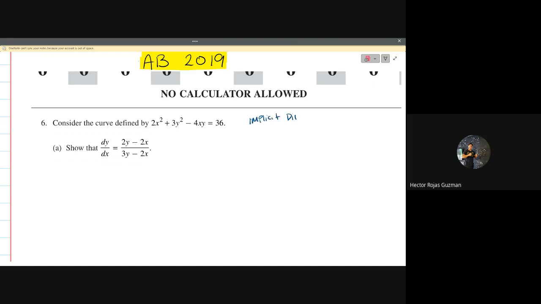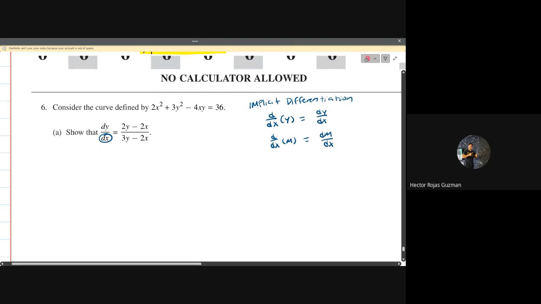Implicit differentiation. And we're going to be differentiating with respect to x. That means if you see a letter that is not an x, you're going to have to derive it. For example, the dx of y is going to become dy/dx. The dx of m is dm/dx. That's just an example. We don't have an m in the equation. But if something is not an x, it's going to look like this. All right, let's get started.